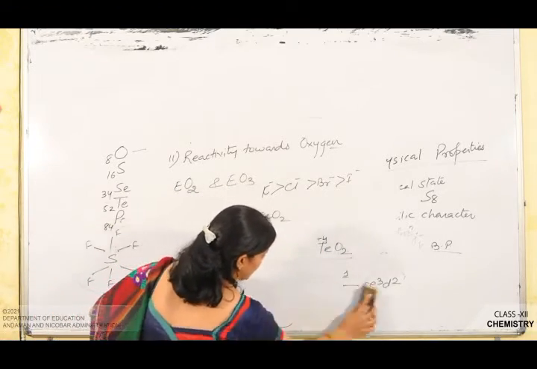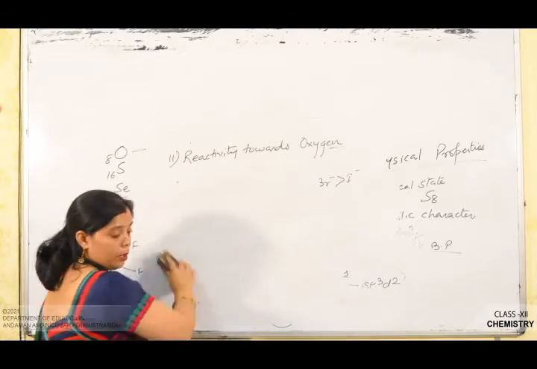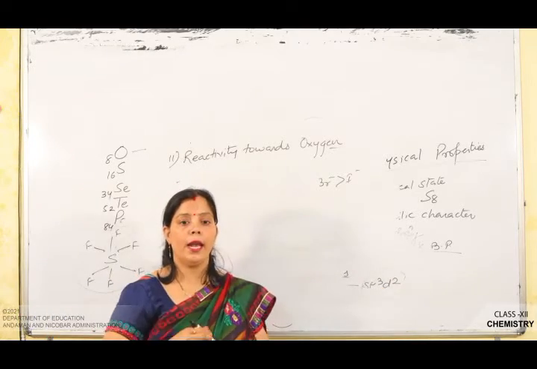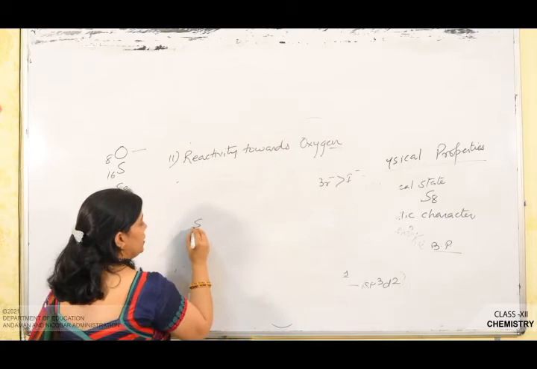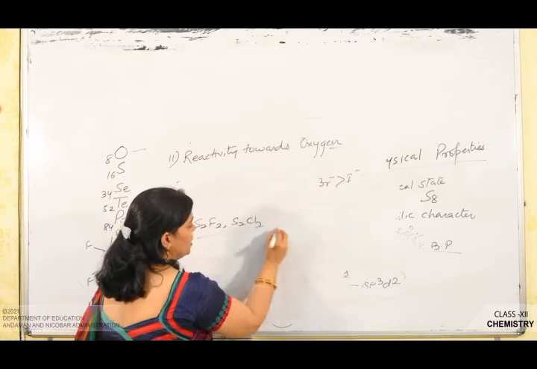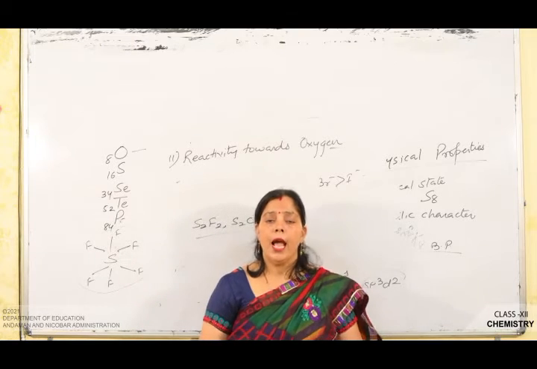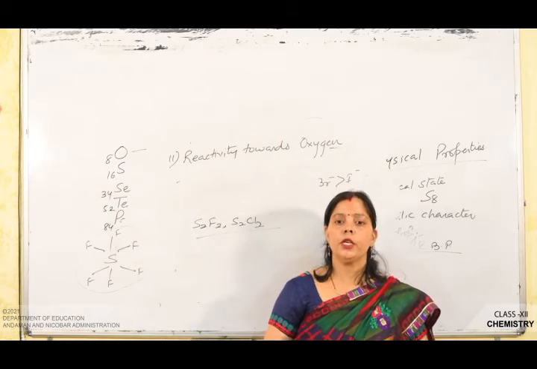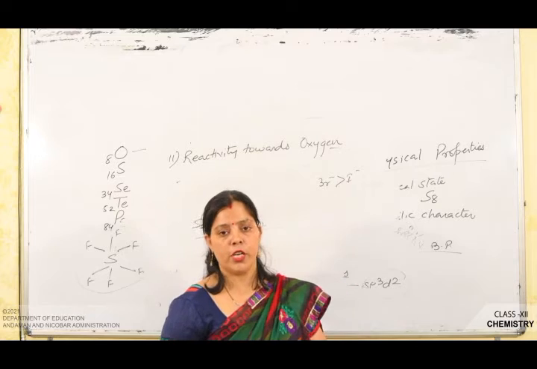Next, about the monohalides. This was about the hexahalides. Next are the monohalides, and among these monohalides are S2F2 and S2Cl2. These are the important monohalides, and they are dimeric in nature, and they undergo disproportionation reactions.